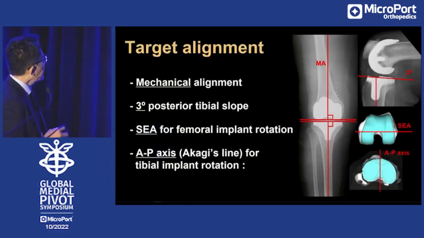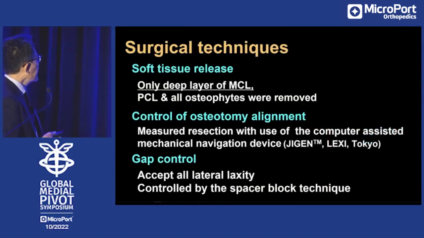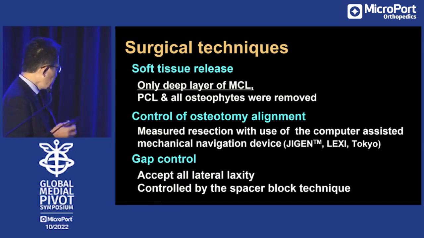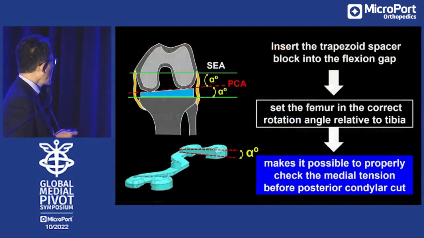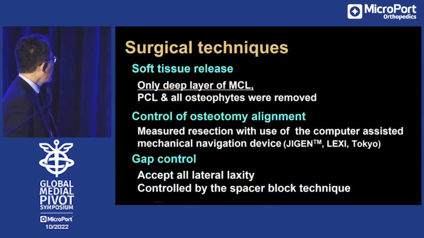We targeted the mechanical alignment in the coronal plane and a 3-degree posterior tibial slope, the surgical epicondylar axis for femoral implant rotation, and the AP axis, so-called Akagi line, for tibial implant rotation. For surgical technique, we only released the deep layer of the MCL. The PCL and all osteophytes were removed. Osteotomy alignment was accurately controlled by the computer-assisted mechanical navigation device. And for gap control, we accept all lateral laxity.